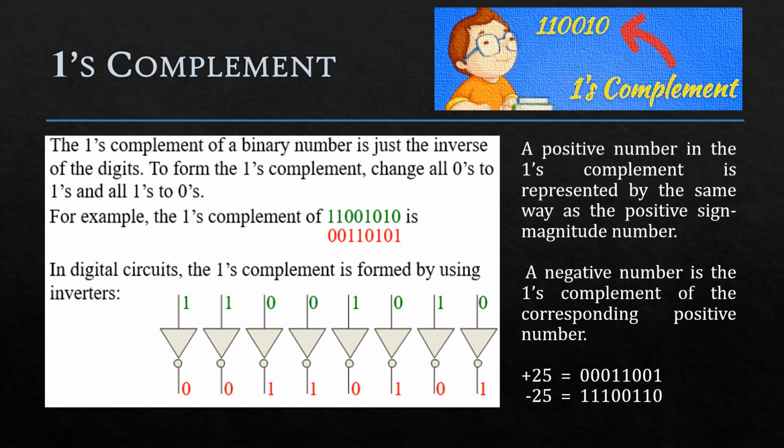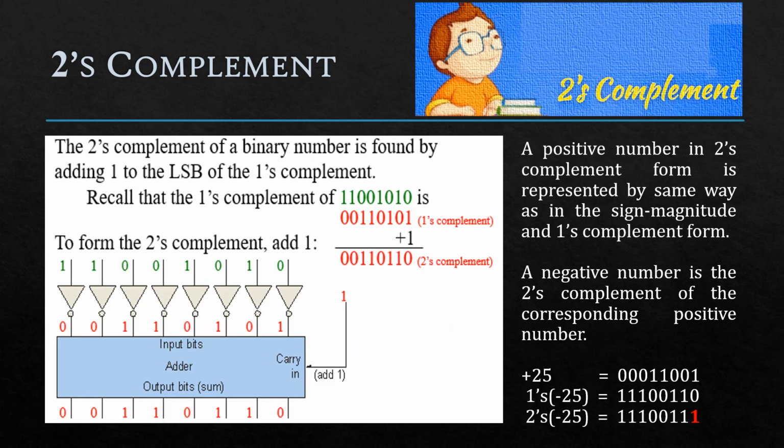A positive number in 1's complement form is represented in the same way as a positive sign magnitude number, but a negative number is the 1's complement of the corresponding positive number. So to find the 1's complement of a negative number, first we need to find the binary equivalent of that number, then take its 1's complement. Now we know how to calculate the 1's complement.